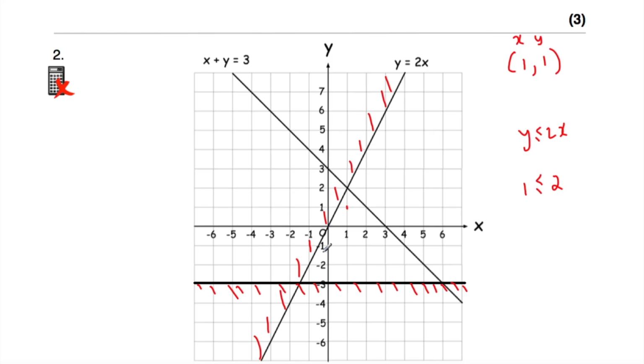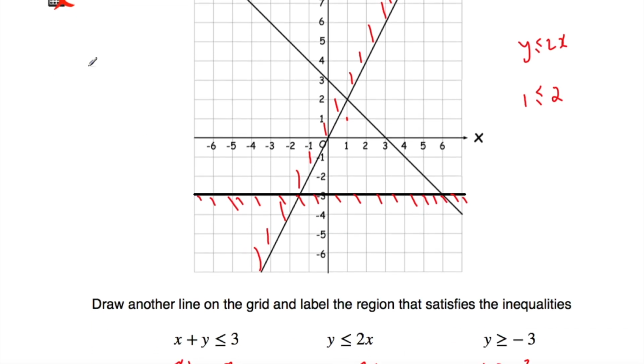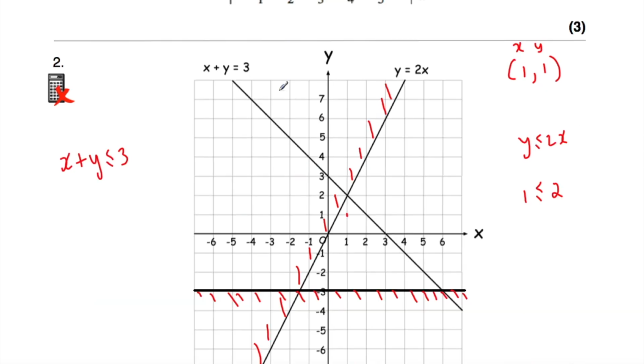Okay, so we now know we've got this region here somewhere, but we obviously need to consider this other diagonal line here, x plus y equals 3, and we need to look at the inequality. I'm just going to write over here, x plus y is less than or equal to 3. And we need to figure out, are we going to be accepting the region above this diagonal line or accepting the region below the diagonal line, like so.